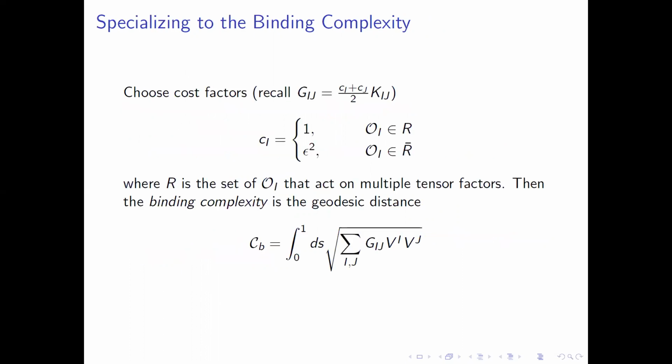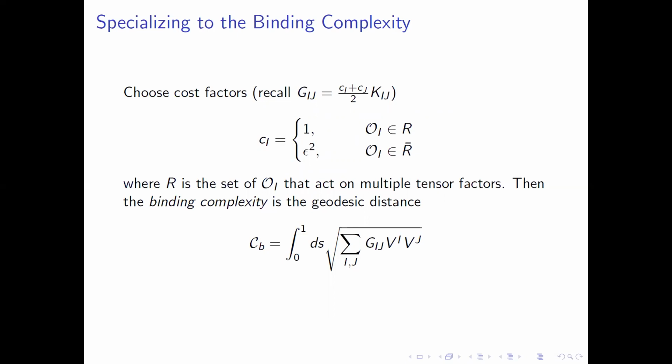Good. So again, we have these cost factors that we need to address. The metric, recall, was given in terms of the Cartan-Killing form times some constants that we called cost factors. These were required in order to weight certain gates as being entangling so that we can compute the binding complexity, and so that we can discount gates that are not entangling. And so we choose these cost factors correspondingly.